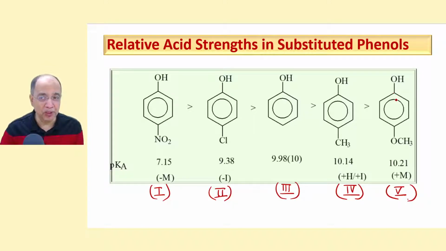Now, because of the plus M effect of methoxy, there will be a minus delta charge at the para position of methoxy, which is ipso to OH, and that will destabilize the phenoxide ion due to electron repulsion. It will push. Because of the strong electron donating effect by the plus M effect, the destabilization is more here, and that will make this least acidic, highest pKa.